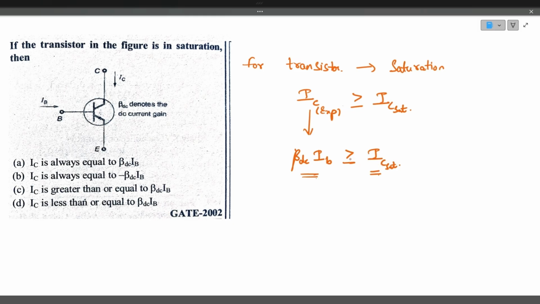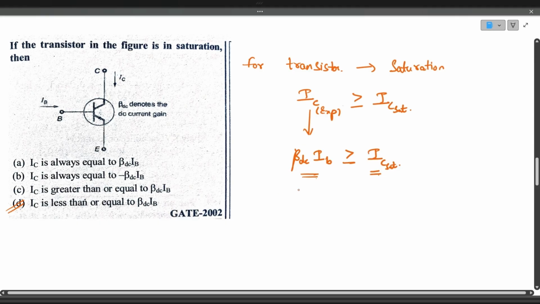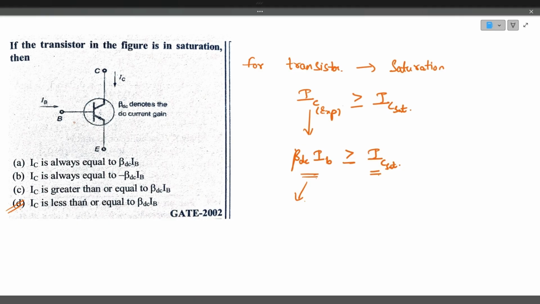The IC saturation is less than or equal to beta DC IB. So the answer is option D. How to find out this IC saturation and beta DC IB? You have to find this by applying KVL at the input loop. That is VBB is equal to the base emitter voltage VBE plus VE, that is emitter current and emitter resistance. So you can find out the emitter current, and from that you can find out the base current also. This is the way to find it.